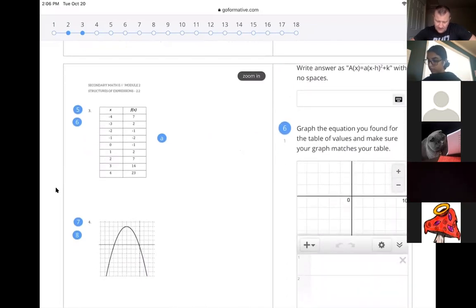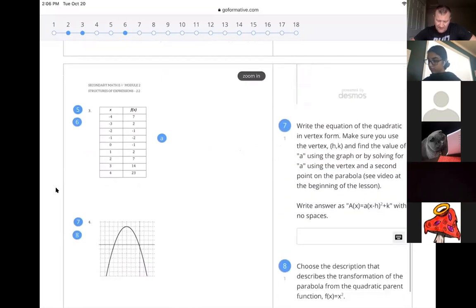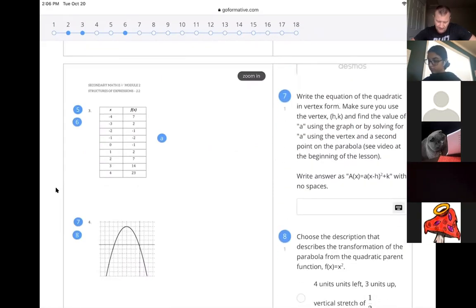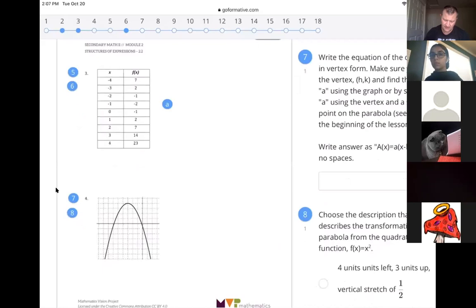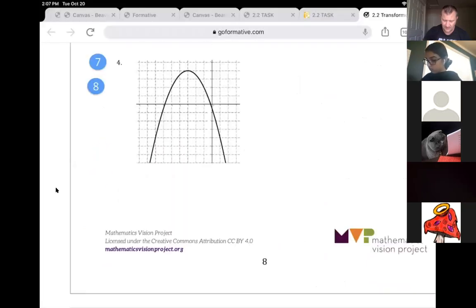I also don't like 6. So we're skipping down to 7. Okay. So for 7, we have to go from the graph to the table again, right? So our graph is this. All right. Try to put that in now on your own.